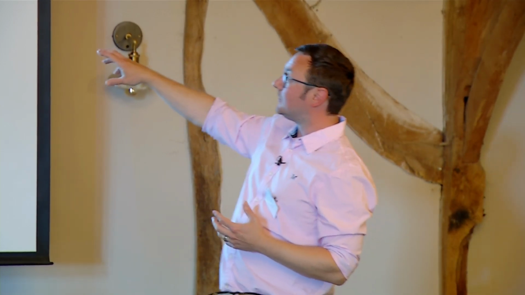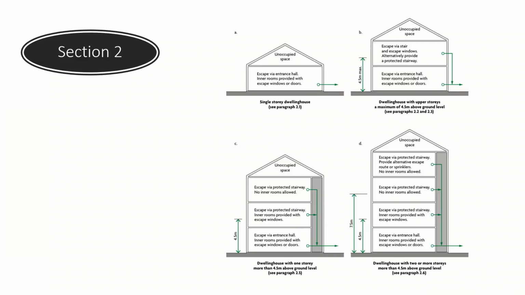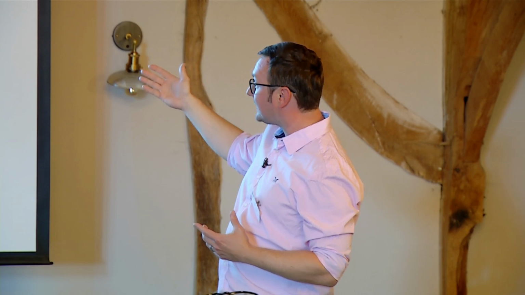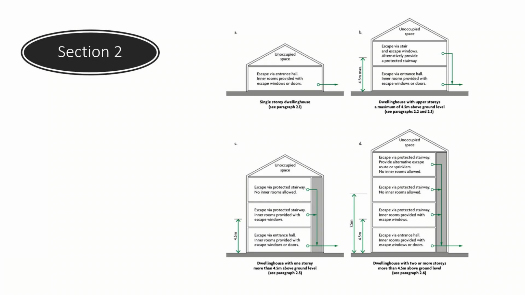In terms of measurement, it's worthwhile mentioning that the measurement of the highest story is dependent on its distance to the external ground level. That's how we measure it. Then when you're going up to a 4-story, in that diagram where we've got 2 or more stories above 4.5 metres, we're looking at sprinklers in accordance with 9251, not misting systems, I'll come to that in a bit, no inner rooms or an alternative escape route, basically external staircases, or if you can actually provide an alternative escape route.